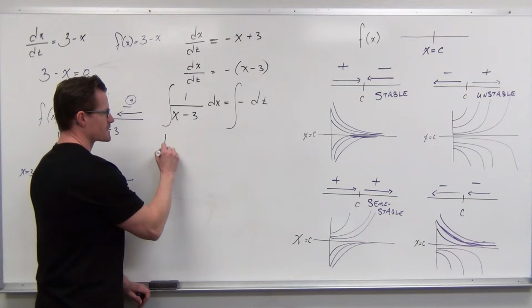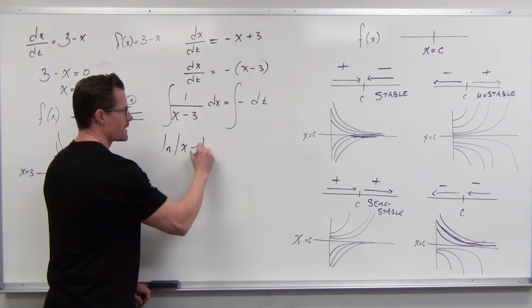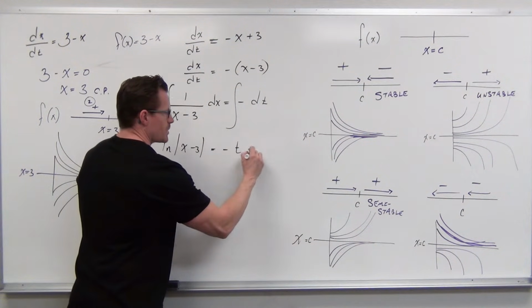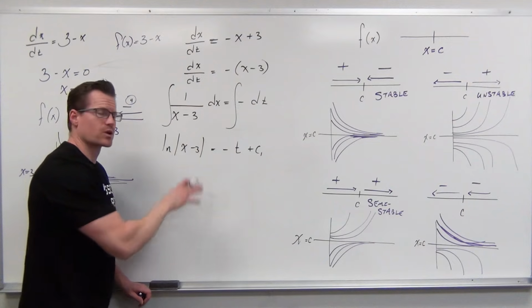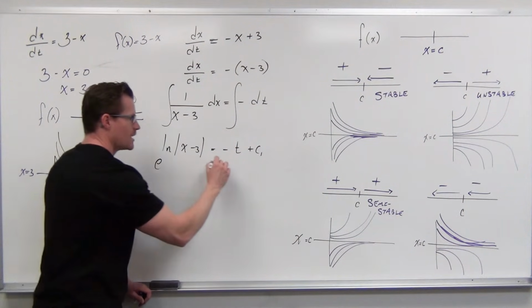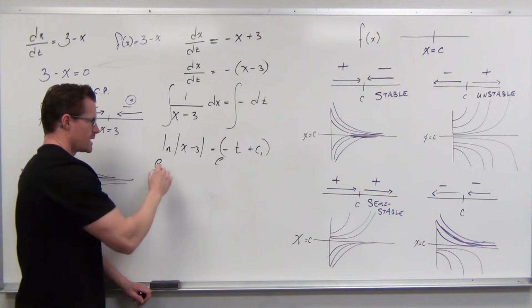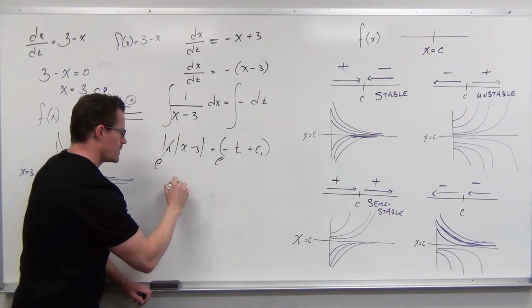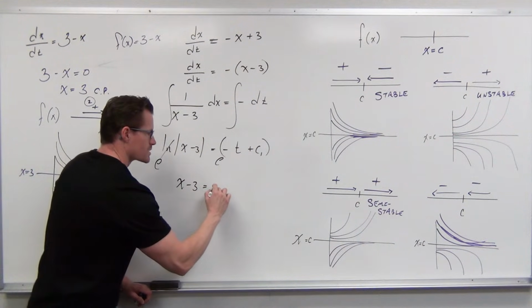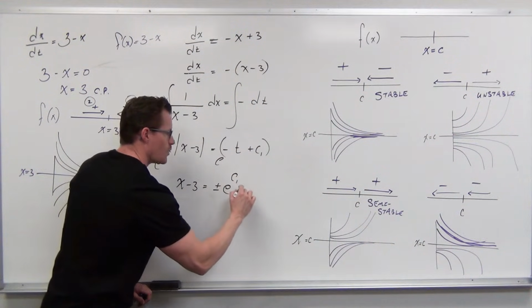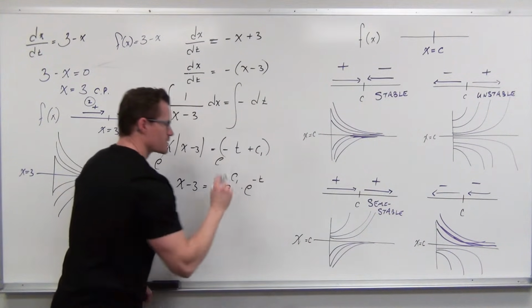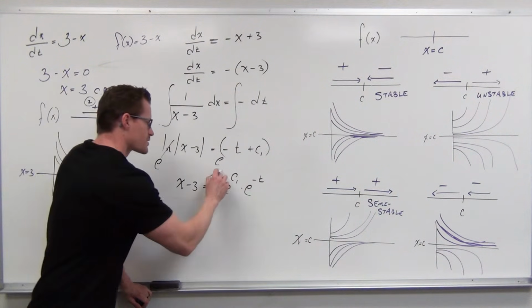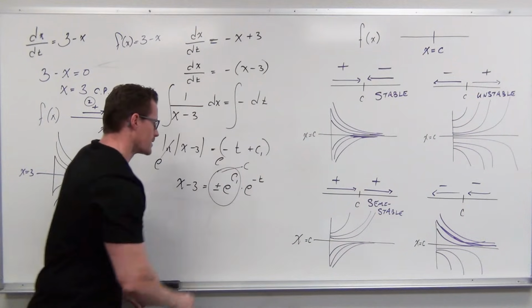So in our case, we have this ln absolute value x minus 3. We've got negative t plus c sub 1. We have an ln. We're going to wait to plug in our initial condition until we take both sides as an exponent on e. We have x minus 3 equals plus or minus e to the c sub 1 times e to the negative t. We've done this many, many times. This right here is our constant.